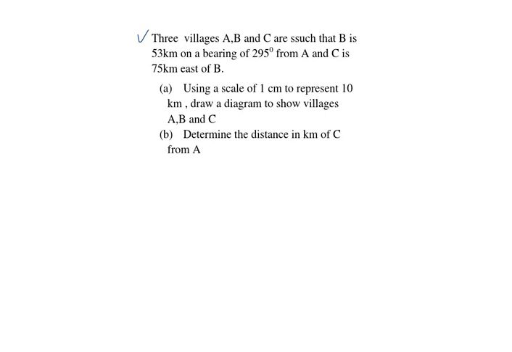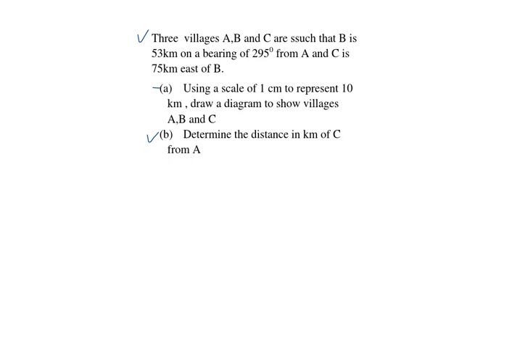Question number 7. Three villages A, B, and C are such that B is 53 kilometers on a bearing of 295 degrees from A, and C is 75 kilometers east of B. Part A. Using a scale of 1 centimeter to represent 10 kilometers, draw a diagram to show villages A, B, and C. And then part B, we are told to determine the distance in kilometers of C from A.